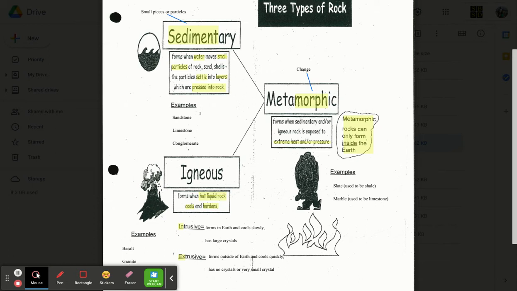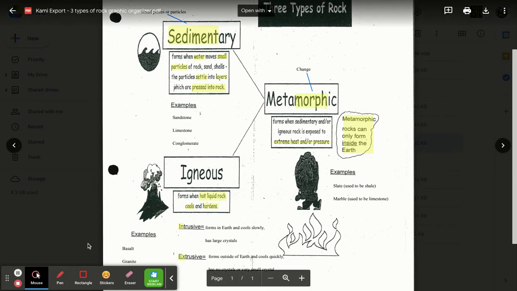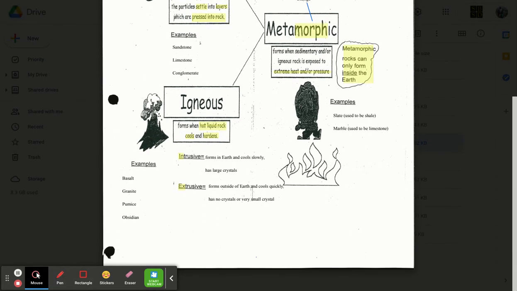There's also extrusive igneous rock, with an "ex." They formed outside of the Earth where it was cooler, so they cooled quicker. Since they took less time to cool, those crystals didn't have as much time to form. So extrusive igneous rocks may have no crystals at all, or they may be so tiny that they're tough for us to see.